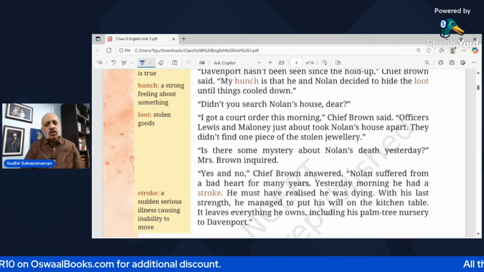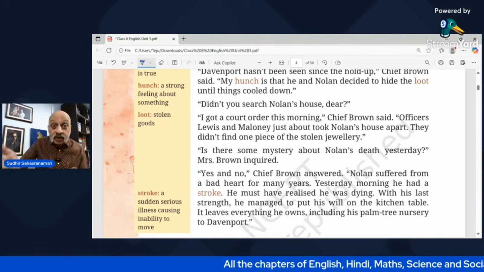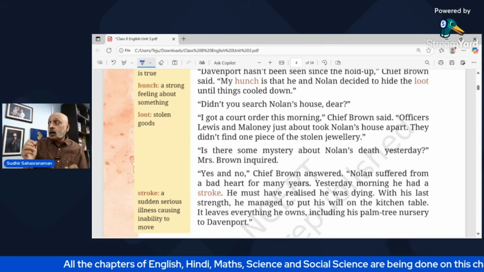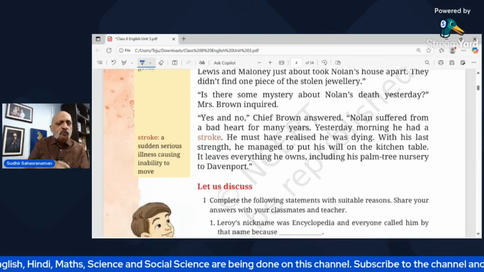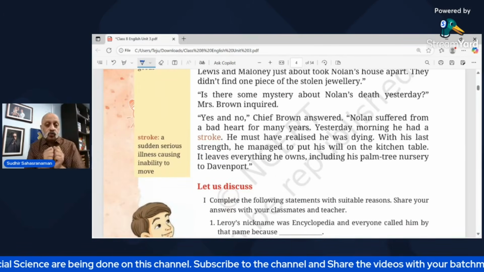Is there some mystery about Nolan's death yesterday, Mrs. Brown? I mean, has he died under suspicious circumstances, in the sense that did someone kill him, or did he commit suicide? Was the death unnatural? Chief Brown says yes and no. And why does he say yes and no? This can be another question.